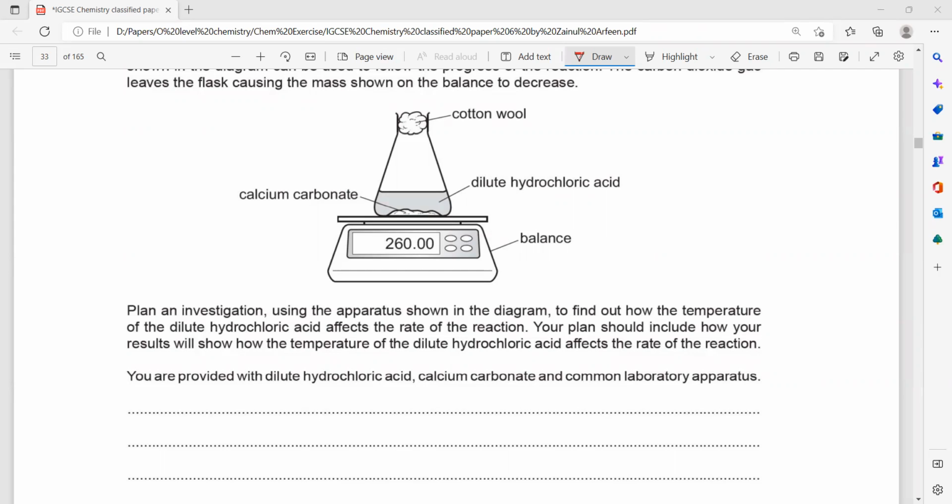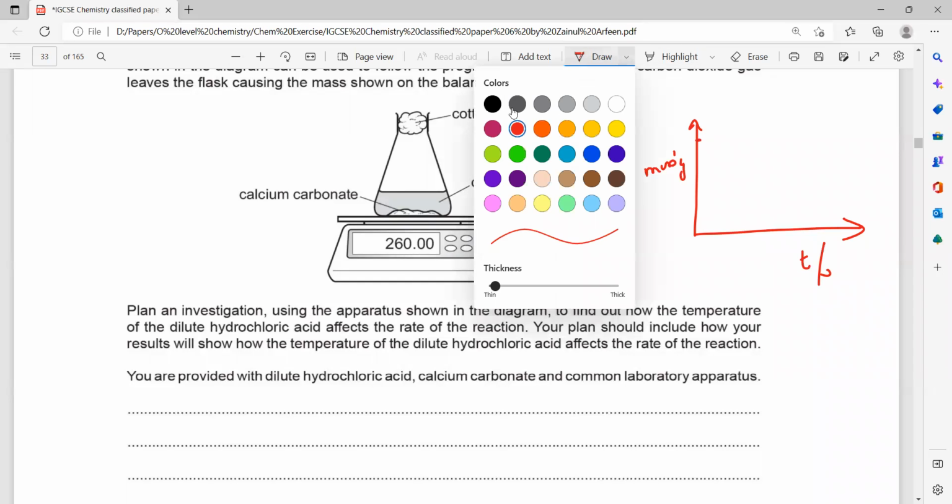Or you can also measure, because as you can see in the apparatus diagram, you can use this apparatus as a reference. What actually will happen here is the mass will decrease. So if the mass decreases, we can plot a graph between the mass of the content in the flask and the time. And what will be the pattern here? In the beginning, we have maximum mass, but then the mass will start to decrease.